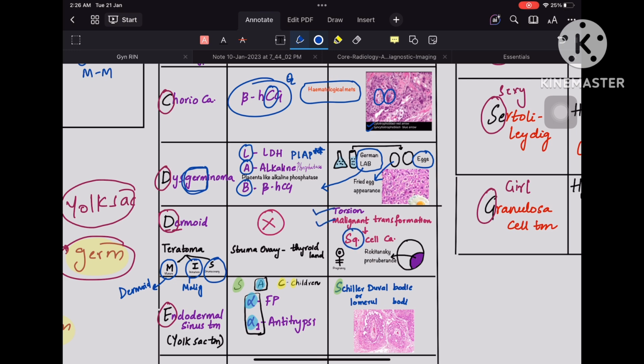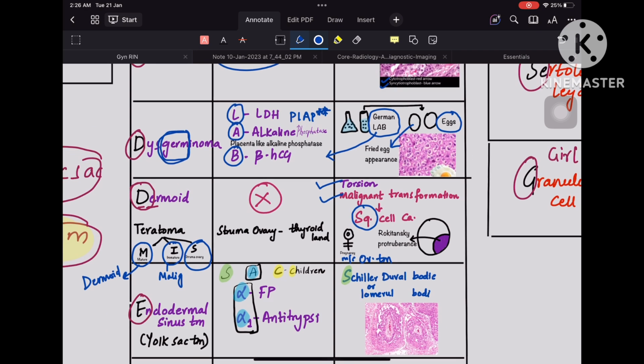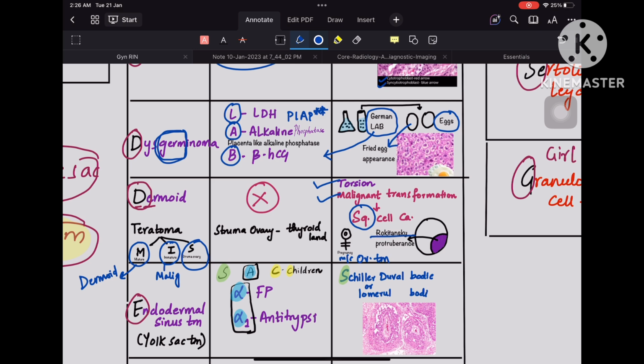This malignant transformation is usually into squamous cell carcinoma, and the dermoid is the most common ovarian tumor that occurs in pregnancy. And this Rokitansky protuberance is a solid component of the dermoid tumor, which usually has the malignant transformation tendency into squamous cell carcinoma.